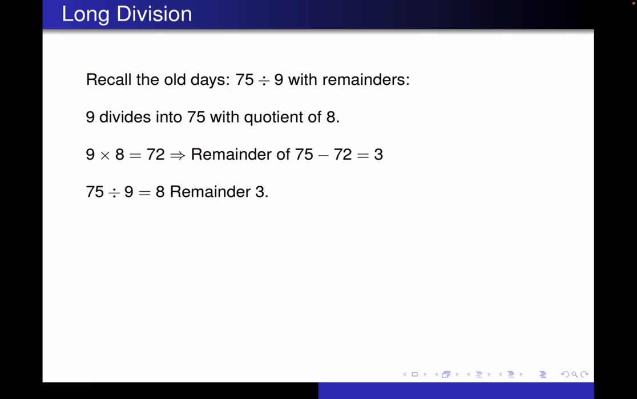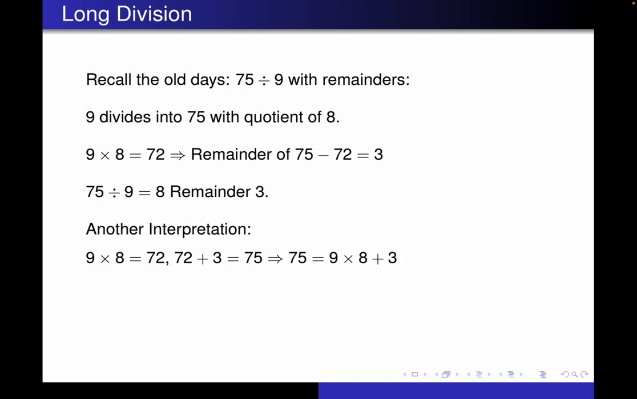So one way we could say that is when we do 75 divided by 9, that gives us a quotient of 8 and a remainder of 3. Another way we can interpret that is we know that 9 times 8 is 72, and 72 plus 3, our remainder, is equal to 75. And so if we plug in all that information, we get 75 equals 9 times 8 plus 3. That's a nice equation that involves the numbers that we're dividing, the 75 and 9, the quotient 8, and the remainder 3, and it gives us the arithmetic about how all those numbers are related.